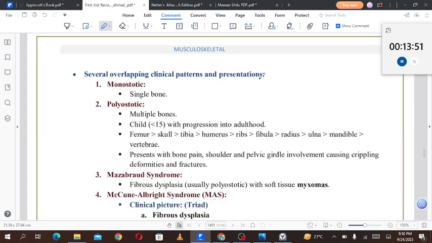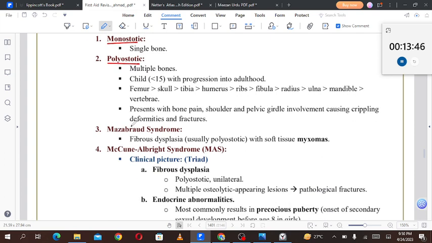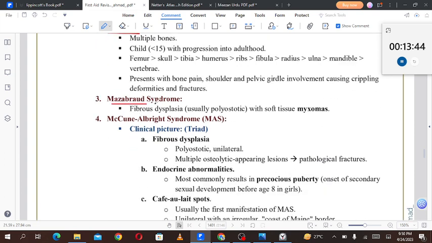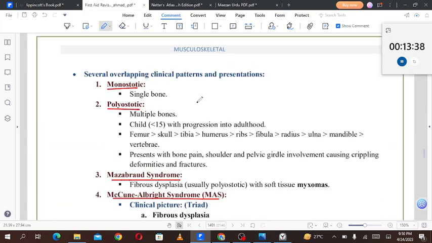Several overlapping clinical patterns and presentations: monostotic, polyostotic, Mazabraud syndrome, and McCune-Albright syndrome. So what is the monostotic type of fibrous dysplasia? It involves a single bone. Polyostotic involves multiple bones, in children less than 15 with progression into adulthood. So polyostotic fibrous dysplasia can progress into adulthood.